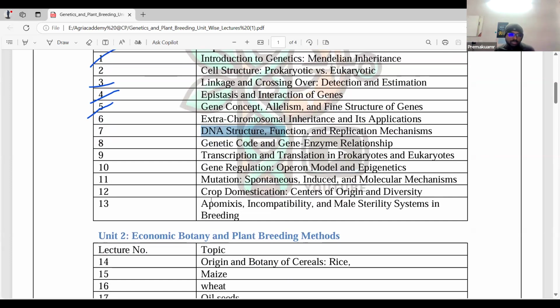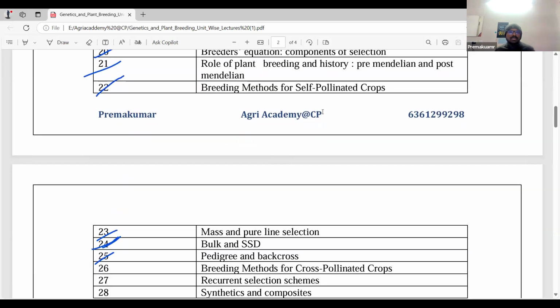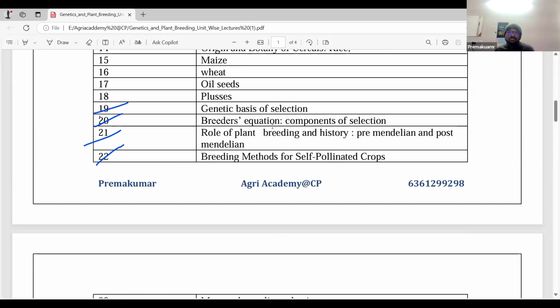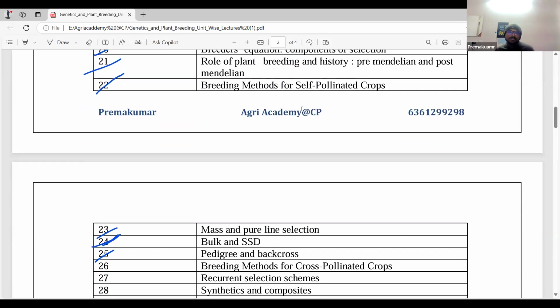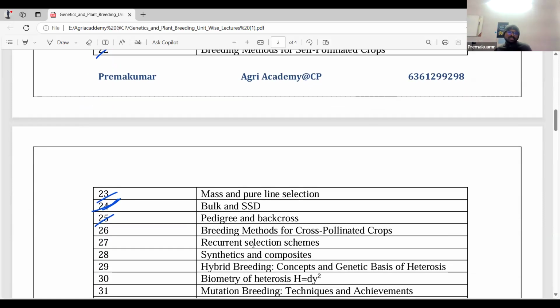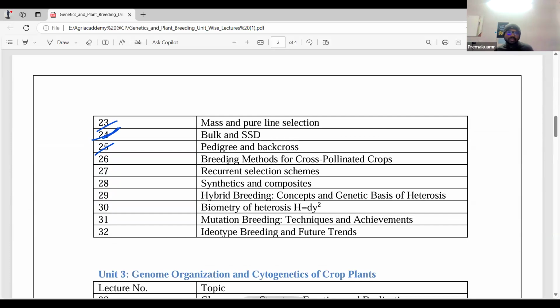Okay. Mutation I am going to cover, crop domestication I will cover, and apomixis I will cover, incompatibility, all these breeding things I will cover. Then maize we have discussed, and rice I need to discuss, oil seeds I will discuss, pulses I will discuss, and we have covered genetic basis of selection, the breeder's equation, and the role of plant breeding and history, and breeding for self-pollinated crops we have covered in a nutshell. Overall basics are covered, but the breeding methods, mass selection and pure line, I will cover again, but only if you need it, because it's simple.